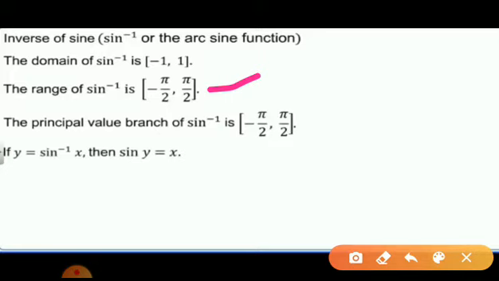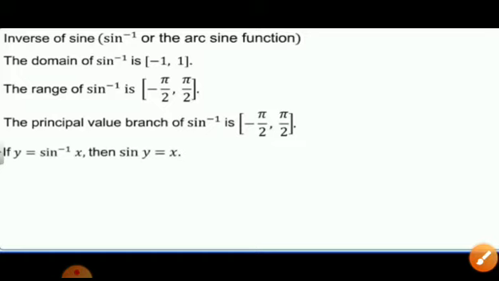Now, we had got the range of sine inverse as minus pi by 2 to pi by 2, closed. So that range is also called the principal value branch. So the principal value branch of sine inverse is what? Closed interval minus pi by 2 to pi by 2. So it may be asked for 1 mark, as your MCQ: the principal value branch of sine inverse x is dash. So it will be the closed interval minus pi by 2 to pi by 2.